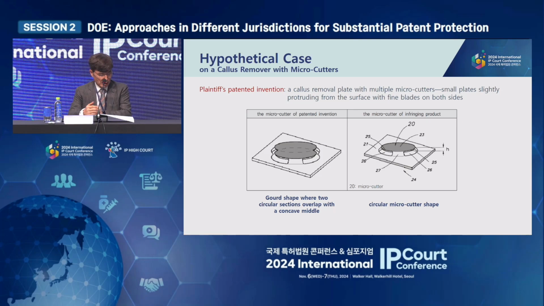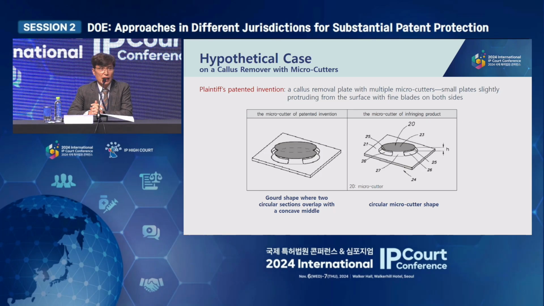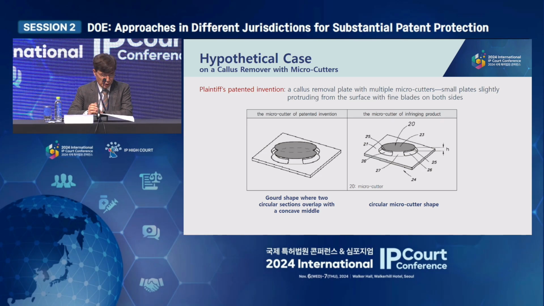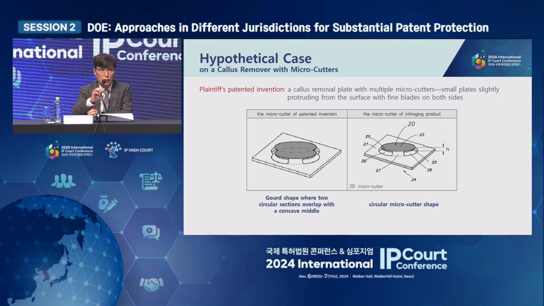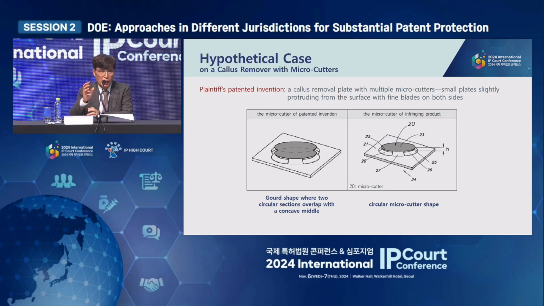Okay, you're looking at it right now on the screen. So we have prepared a hypothetical case. And this invention is called a callus remover with microcutters. And this hypothetical case is on a patented invention related to it. So the microcutters here are important. The feature of the microcutter is that it is shaped like a gourd.